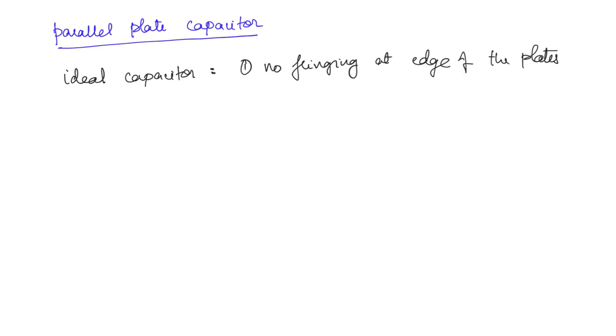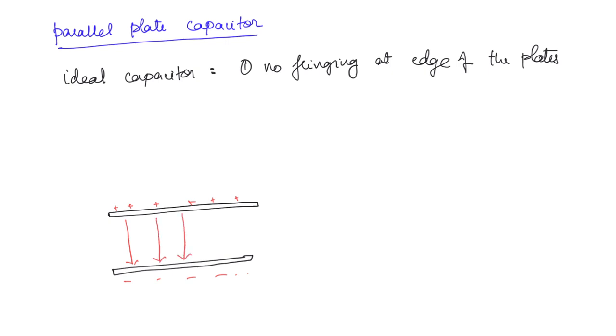Okay. So what happens in a capacitor? If you take a capacitor like this, this is the conductor and this is the second conductor. Once the charge is accumulated, if this is positive charge and this is negative charge, then the electric field will be like this. They will be parallel lines inside the capacitor.